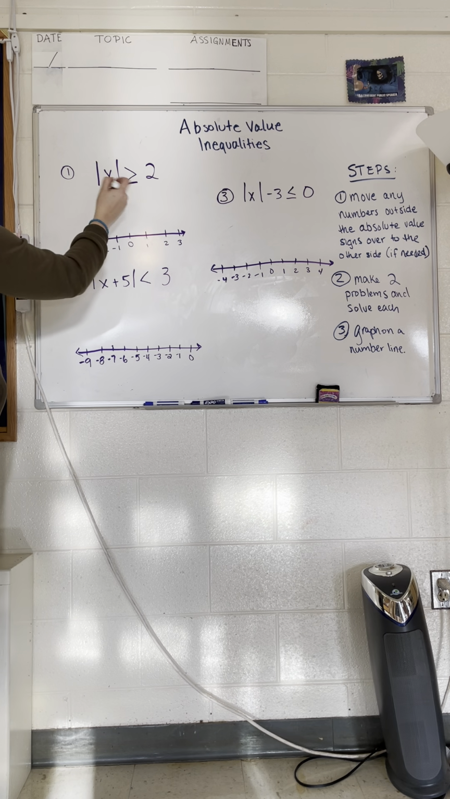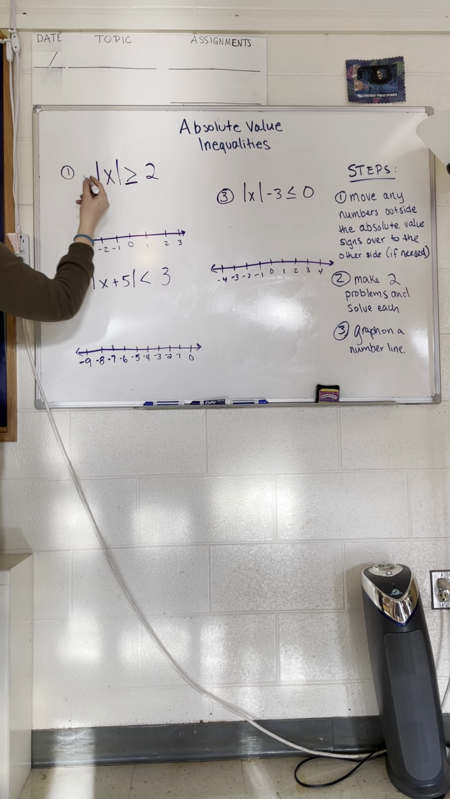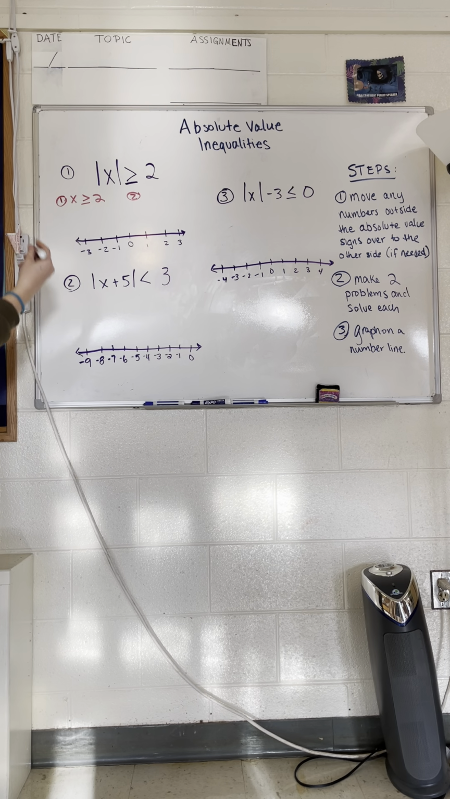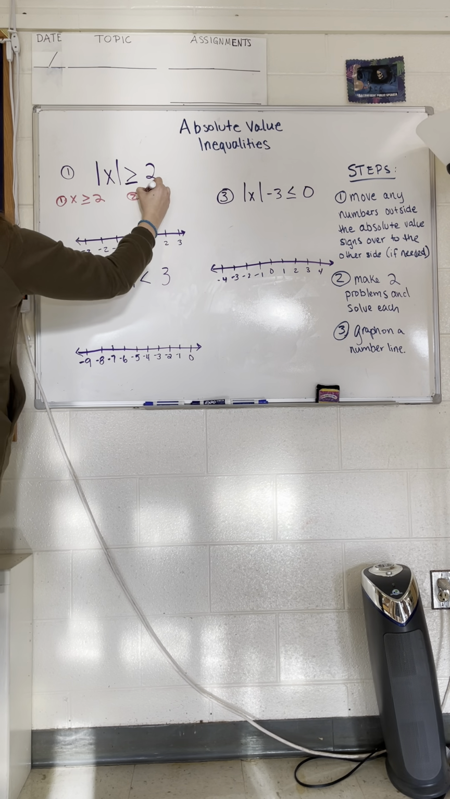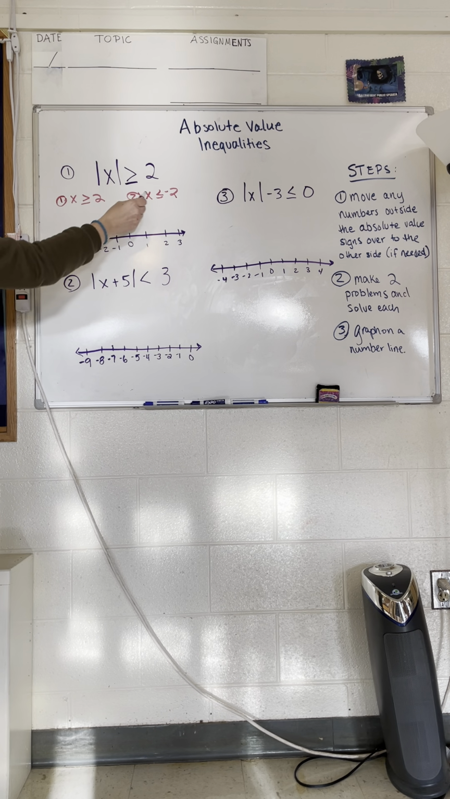We don't have anything outside of the sign like we do here, right? So we're going to make two problems. One problem, two problem, okay? The first problem will be x is greater than or equal to 2, okay? Just like it says here. The second problem though is going to be x is less than or equal to negative 2, okay? So all we do is we flip the sign to the other side and make this number on the right side negative, okay? So now we can graph it.